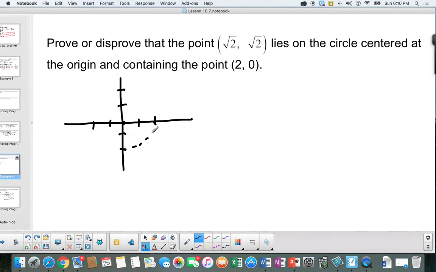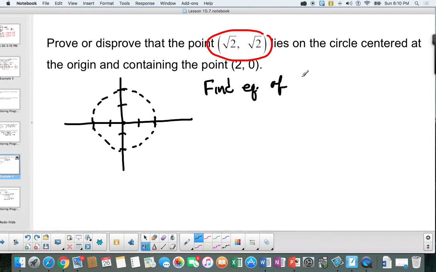So I'm going to go ahead and draw a dotted line for my circle. The question is, is this point sitting on the circle somewhere? Well, the way we figure that out is by first finding the equation of the circle. So I'm going to write, since this is centered at the origin, x squared plus y squared, and I know my radius is 2, so this is going to be 2 squared.